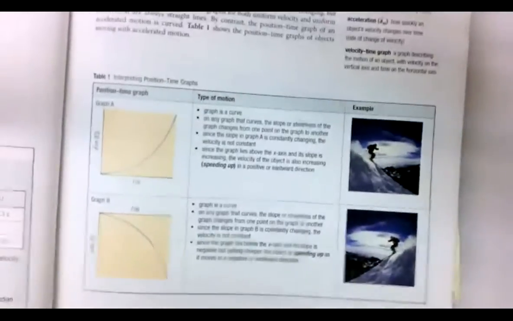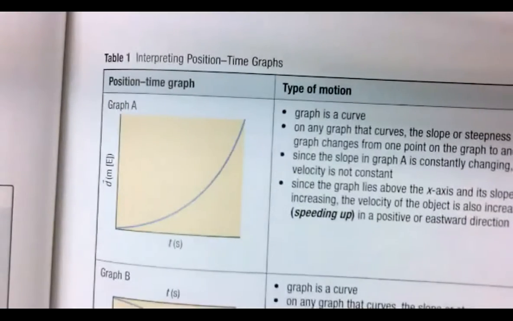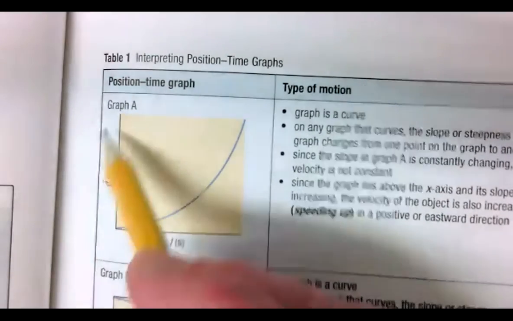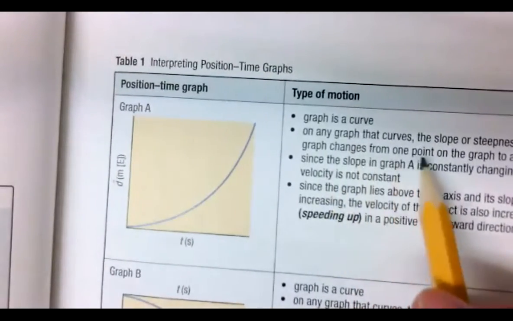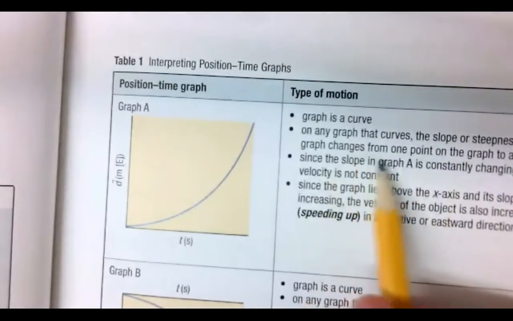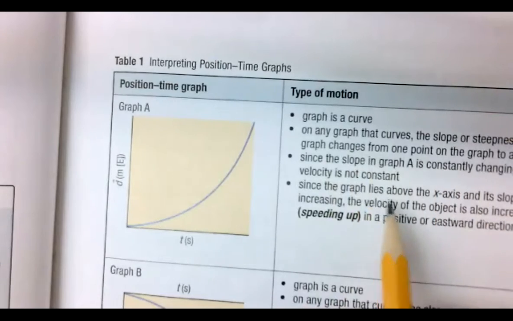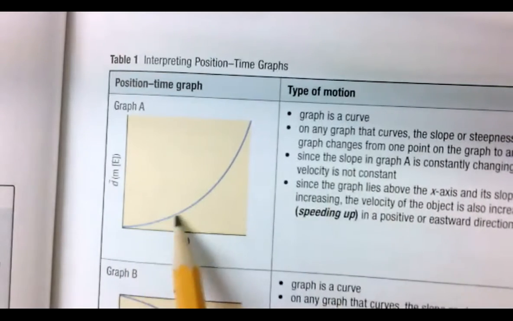graphs that we are. How do I make my screen fuller? The graphs that it's referring to. So this is page 21. So notice right away, you'll notice the graph is a curve. So this is displacement over time. On any graph that curves, the slope or steepness of the graph changes from one point on the graph to another. So the slope is constantly changing.